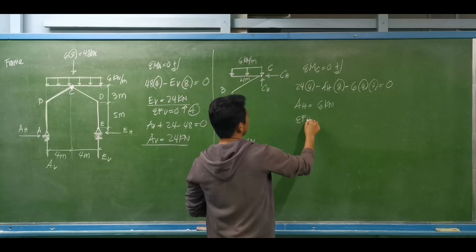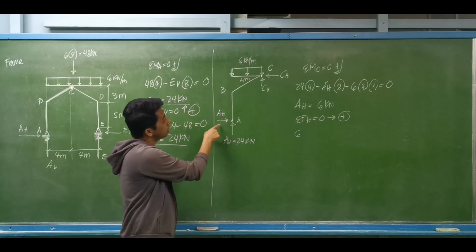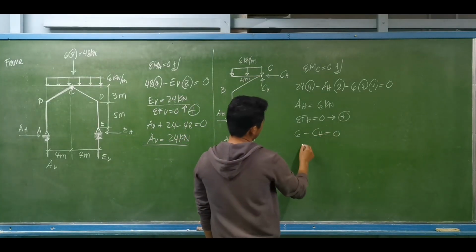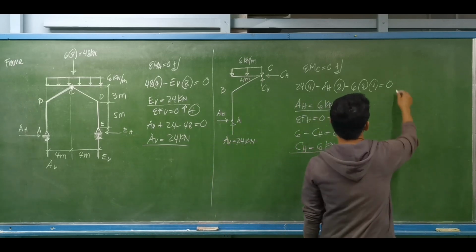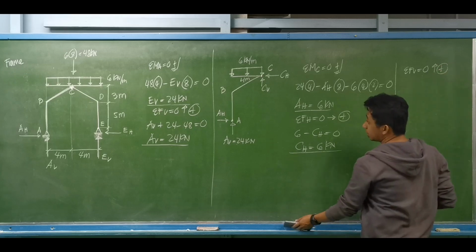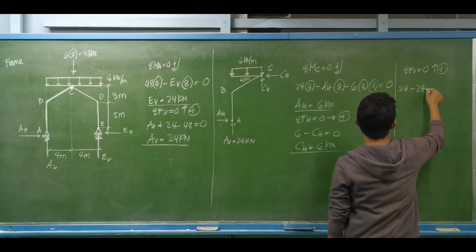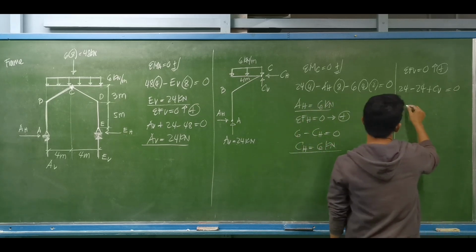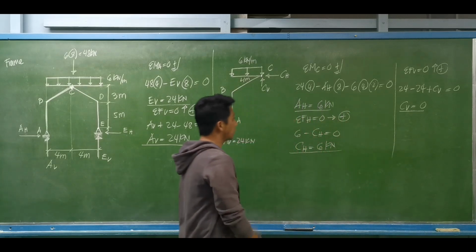By summation of forces horizontal equal to 0, right forces to be positive, this is 6, A horizontal. Other than that, there is no other horizontal force except C horizontal, minus C horizontal equal to 0. Horizontal reaction at C is the same as 6 kilonewtons. Then summation of forces vertical equal to 0, upward forces to be positive: 24 minus 6 times 4, that is 24, plus C vertical. Do we have any other vertical force? No. Equal to 0. Therefore, we don't have a vertical reaction at that internal pin. C vertical is equal to 0.